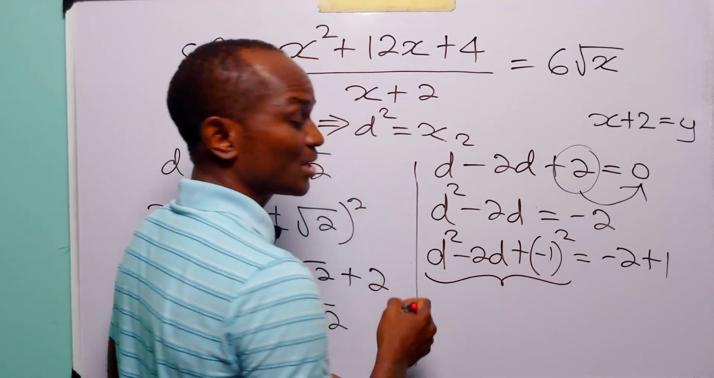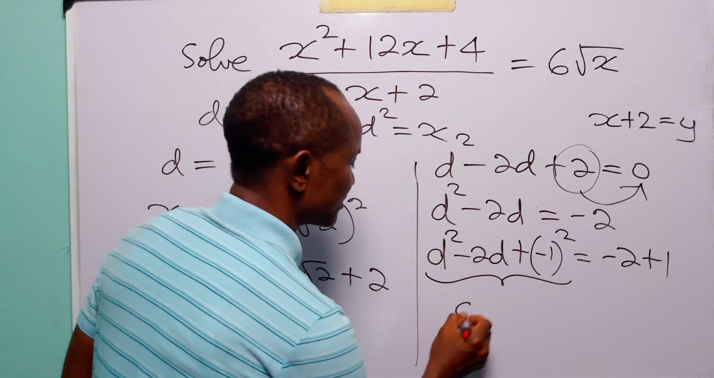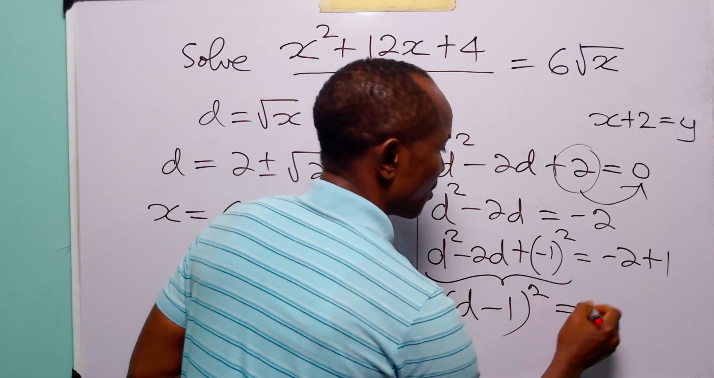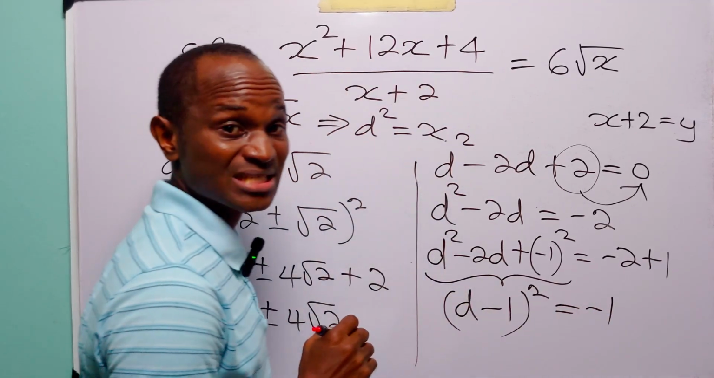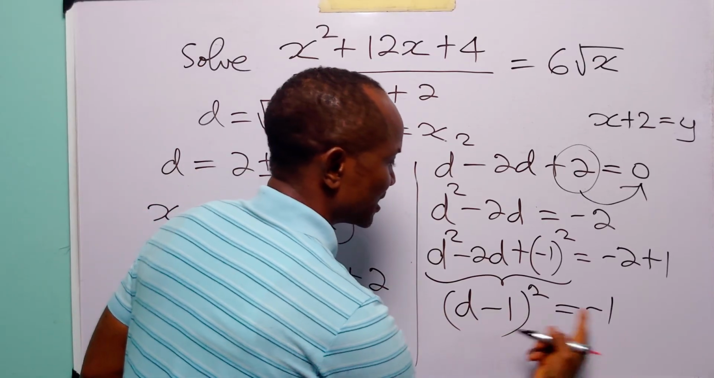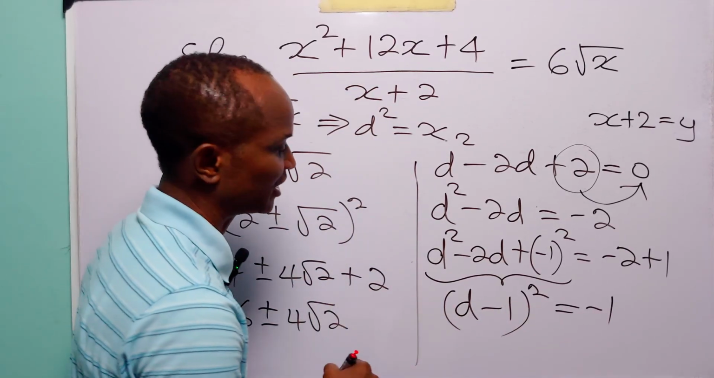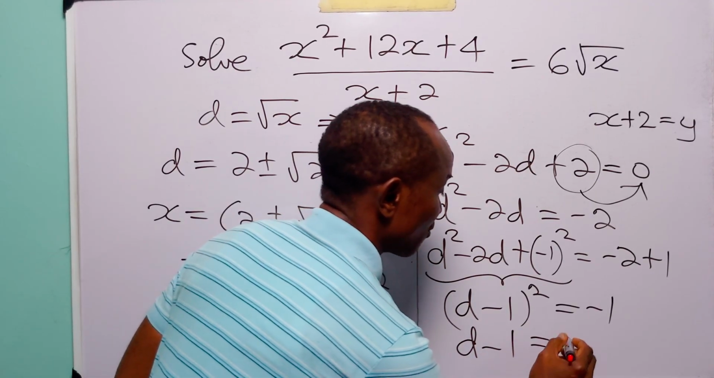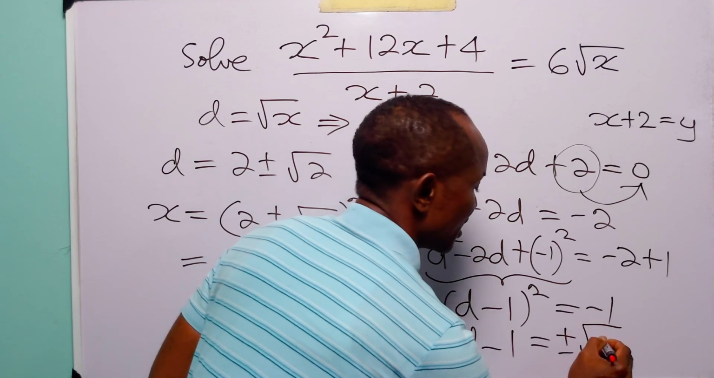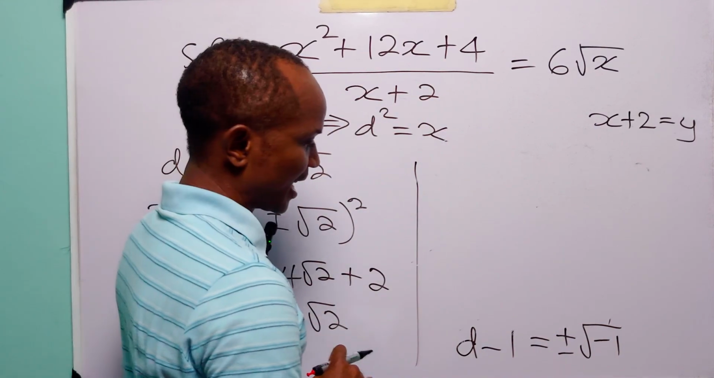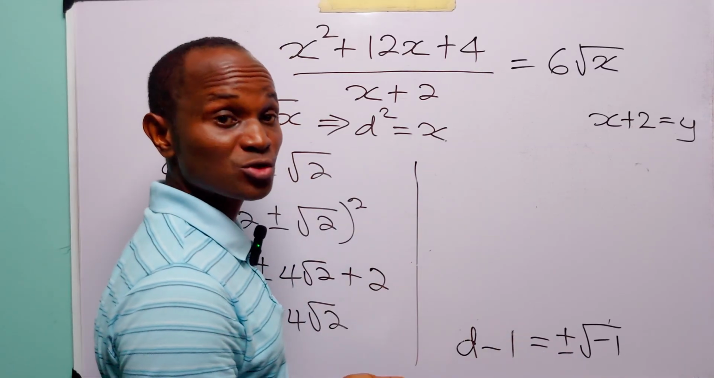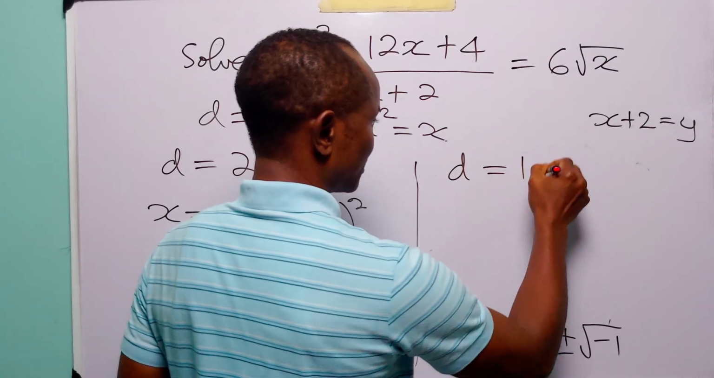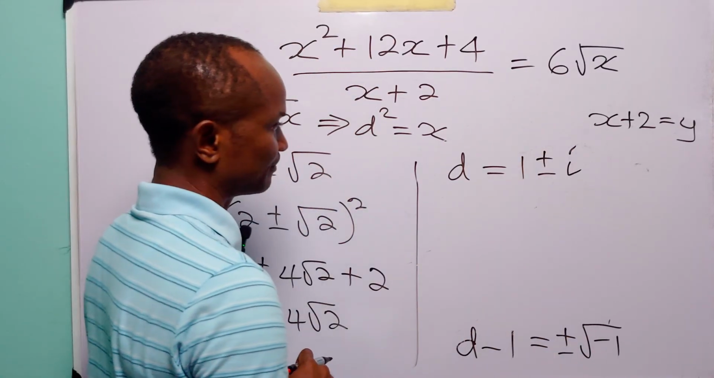Once more, when you look at this, you know that it is a perfect square. So we take d, and we take minus 1, and we square. And this is equal to minus 2 plus 1 is minus 1. Of course, to solve this equation, we take square root of both sides of the equation. When we do that, we have that d minus 1 is equal to plus or minus square root of minus 1. And of course, the square root of minus 1 is equal to i. So from here, we have that d is equal to 1 plus or minus i.